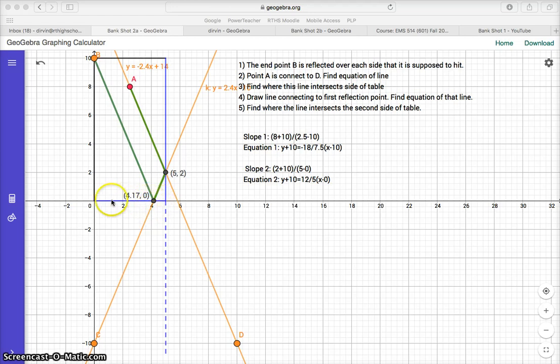Then I plugged in y to be 0 here to find the intersection of the second one. So now I have the solution that the person who is aiming should aim at the side of the wall located at the point 5,2.